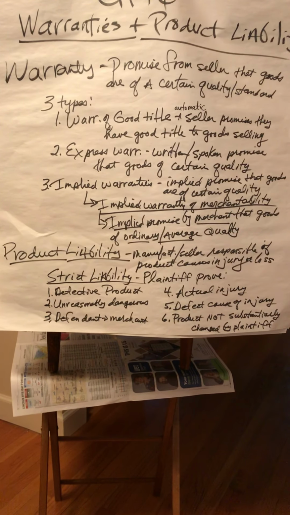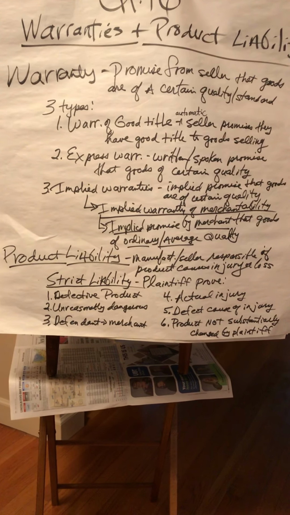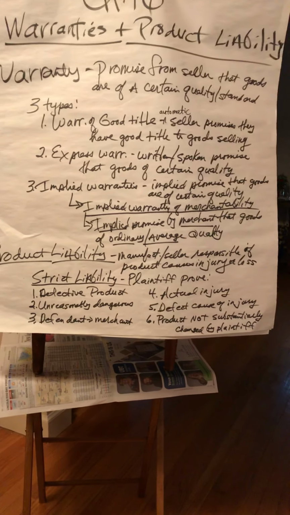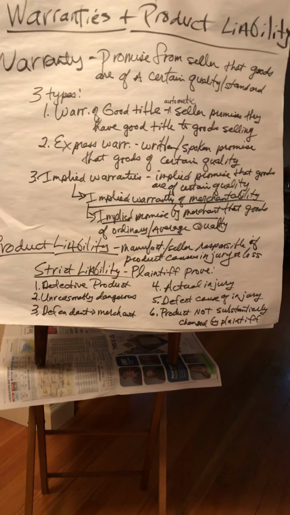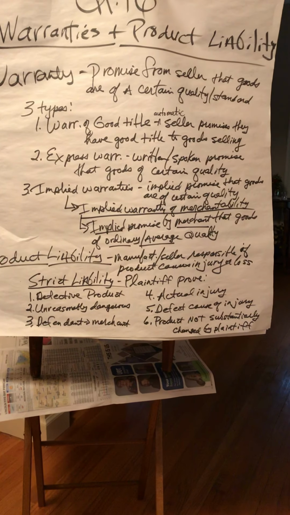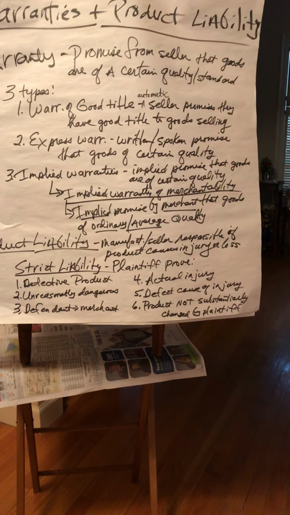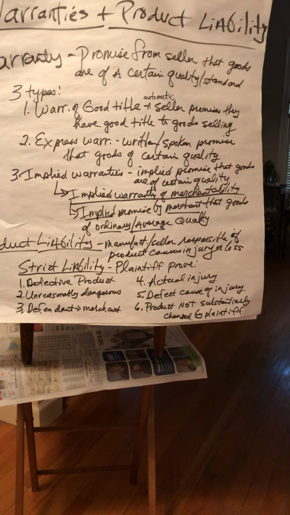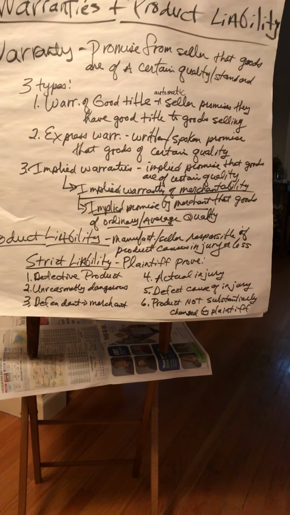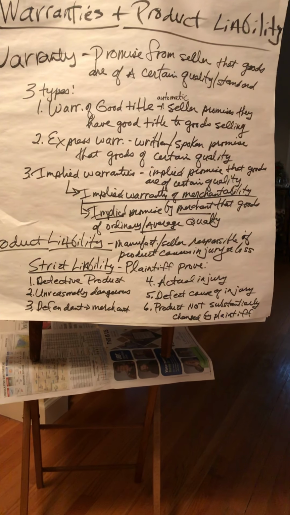The defendant was a merchant, so the only drawback to this is that it's got to be a merchant that you bought this item from. So say you bought it at a garage sale. You couldn't use this strict liability. There's been an actual injury, so you actually did have an injury. You always got to have that. The defect caused the injury, so your burned arm was caused by the coffee maker, not something else that you did. And number 6, the product has not been substantially changed by the plaintiff.